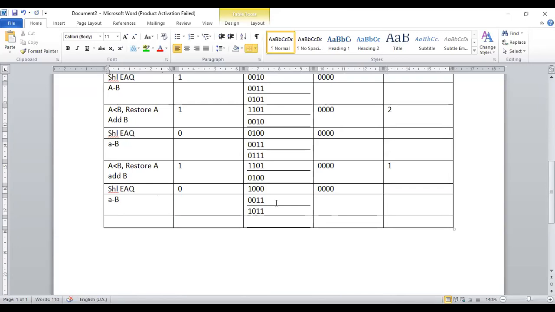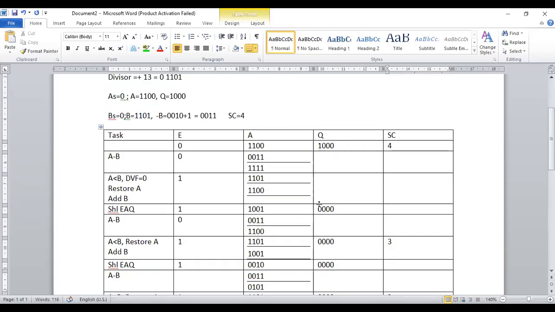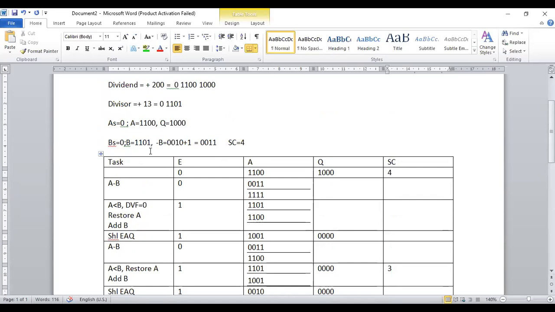Again, here also E is back to 0. E is 0, A less than B, we have to restore A. So we'll be getting 1, 0, 0 back, 8 and then 0. So 0, you have to stop. The quotient is 0, it cannot be 0. How much is the quotient?